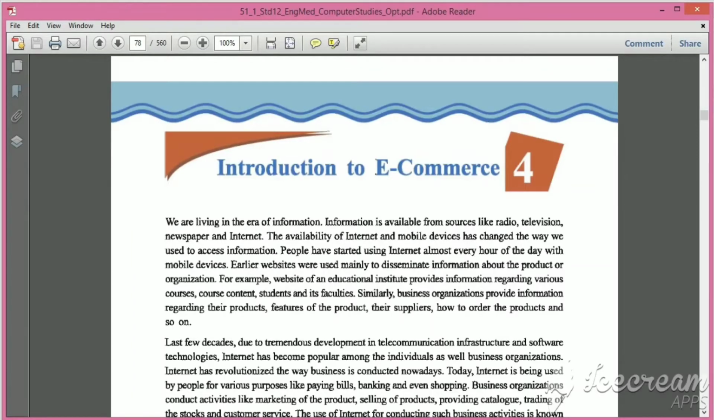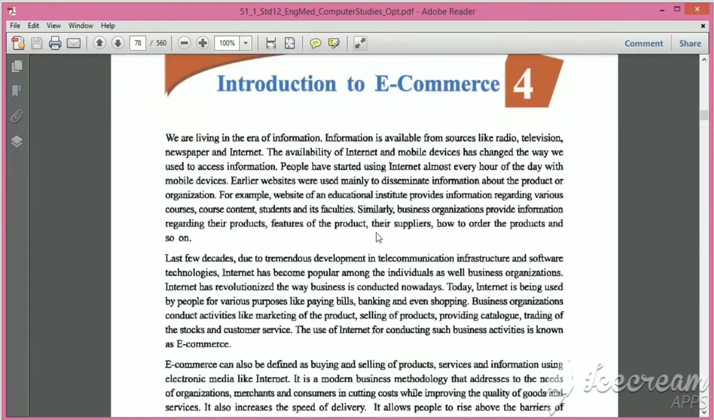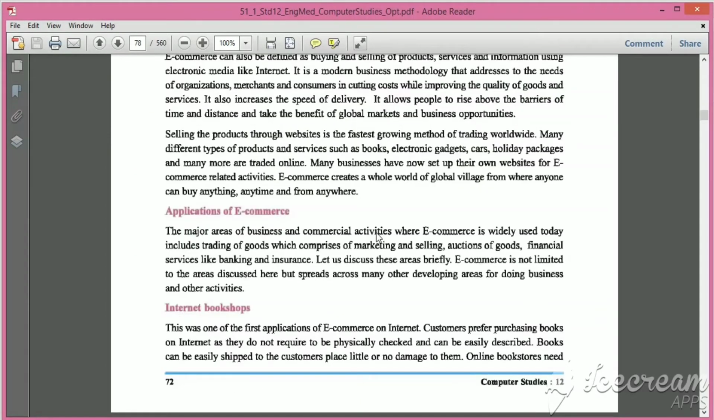Selling products through websites is the fastest growing method of trading worldwide. Many different types of products and services such as books, electronic gadgets, cars, holiday packages and many more are traded online. Now students, we can discuss the applications of e-commerce.